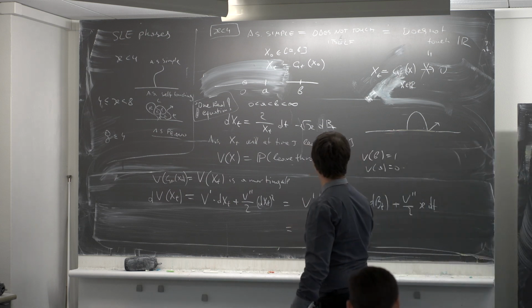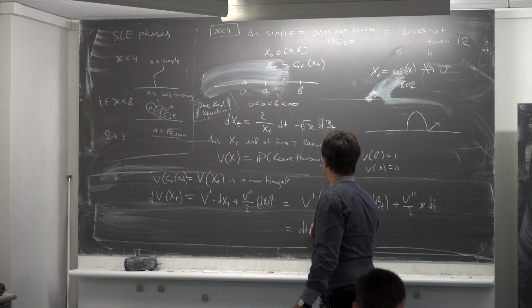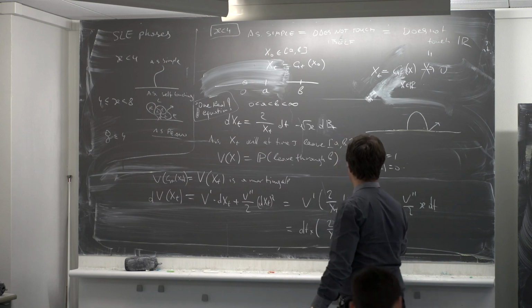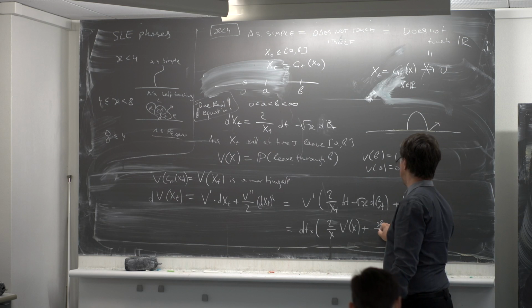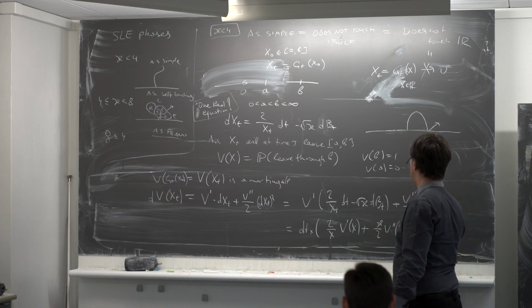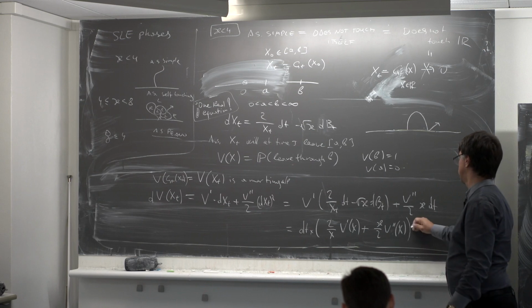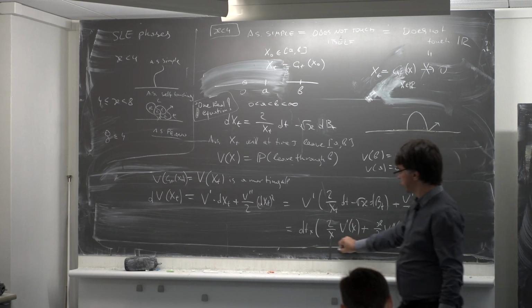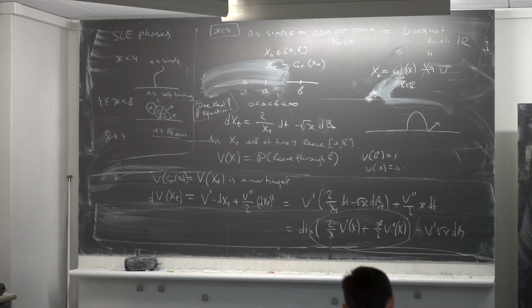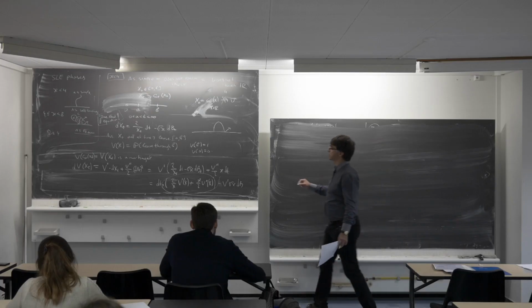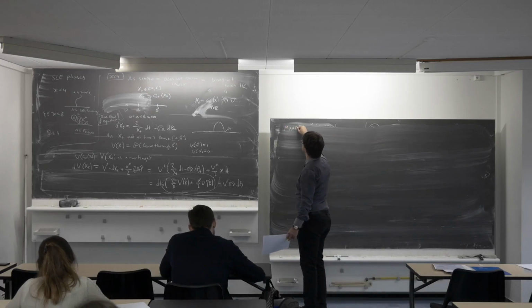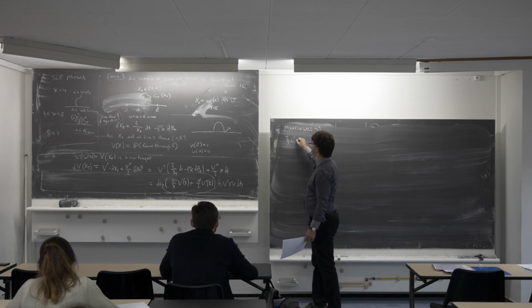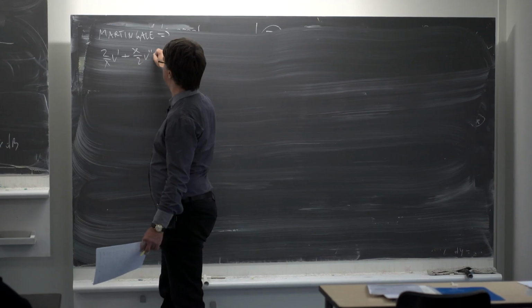So it basically is dt times 2 over x v'(x) plus kappa over 2 v''(x) plus, well, minus something dB. Since it's a Martingale, there is no drift. So we have a process which is Brownian motion plus a drift. It's a Martingale, so there is no drift. So it implies that 2 over x v' plus kappa over 2 v'' is equal to 0.